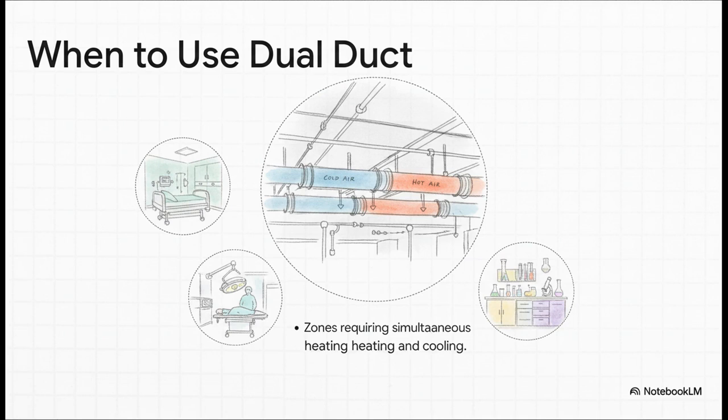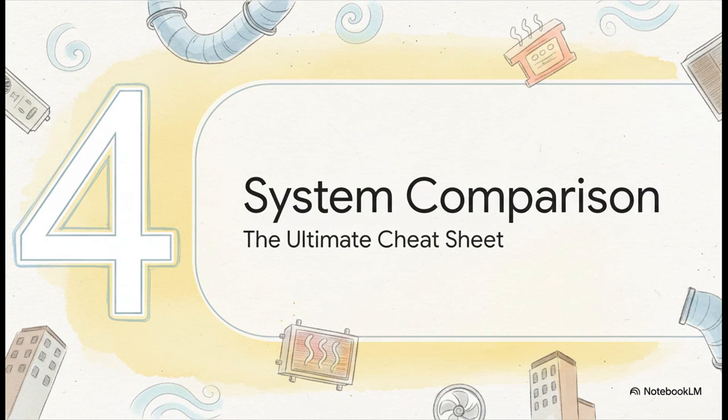Now, this system sounds amazing, so why isn't it everywhere? Well, it's complex, it's expensive, and think about it, you need space for two giant ducts running everywhere instead of one. So you only break this out for the really critical stuff. We're talking hospitals, labs, operating rooms, any place where having precise instant control over the temperature isn't just a luxury, it's an absolute necessity. Okay, that was a lot, I know.